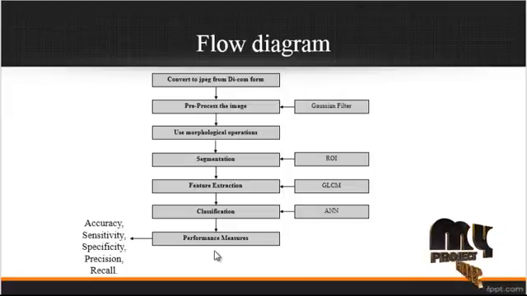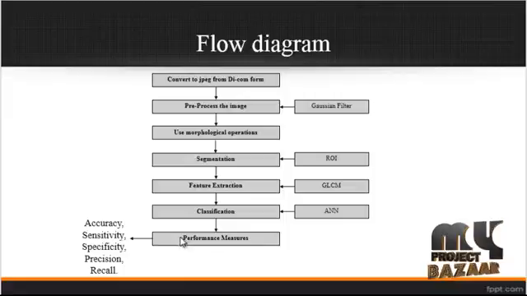After the classification, the performance is measured using parameters like accuracy, sensitivity and specificity. By using these parameters, we can justify whether our process is efficient or not.